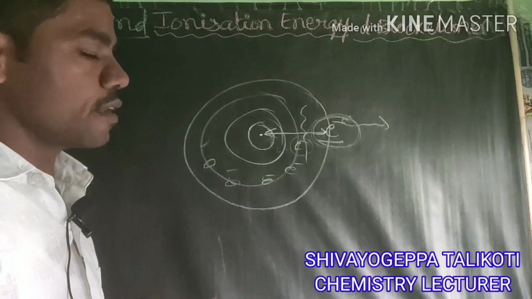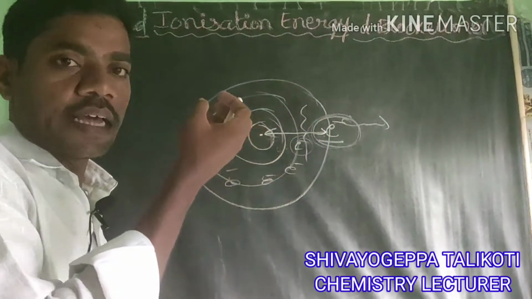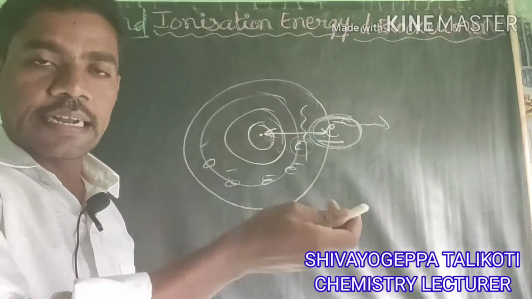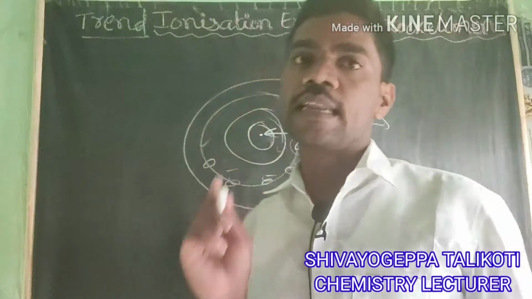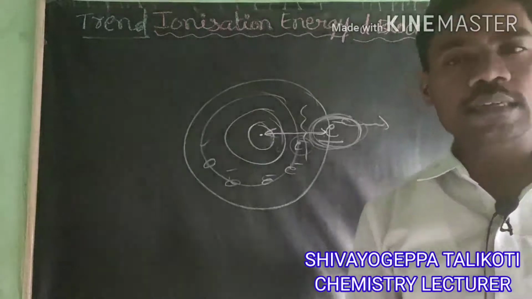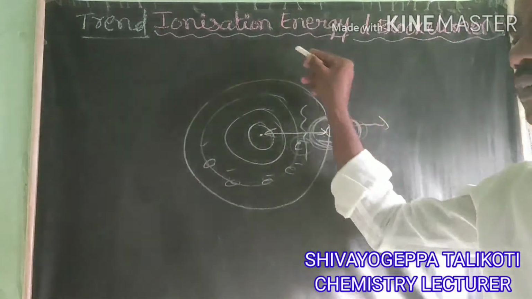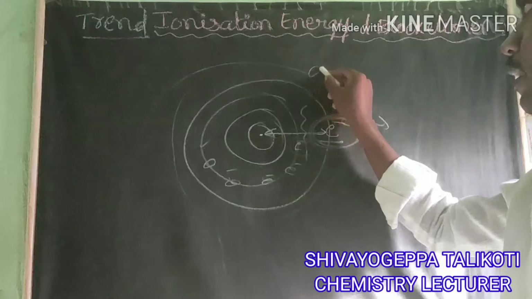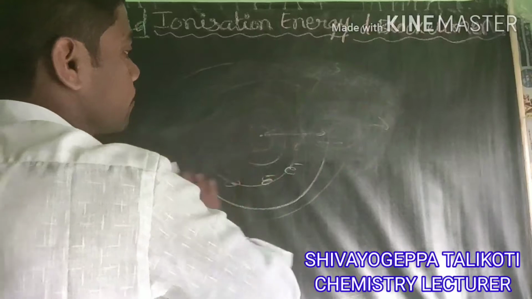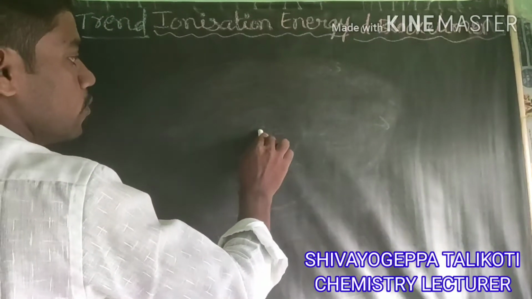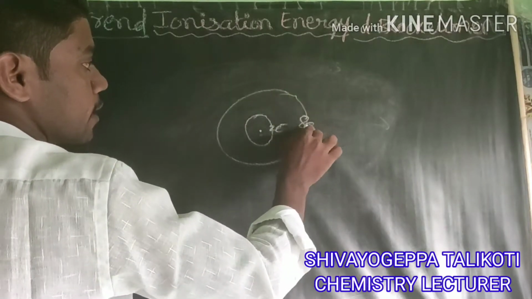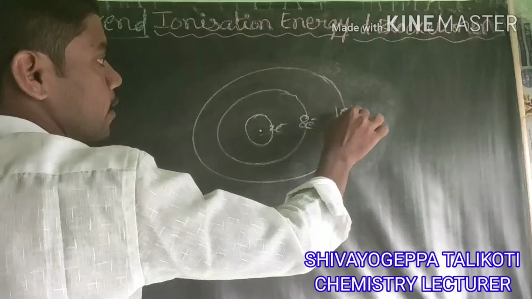Therefore, what is meant by ionization energy? Ionization energy means the amount of energy required to remove the valence electron of an isolated atom in a gaseous state. For example, these electrons we are removing, and this must be an atom in the gaseous state. For example, a sodium atom: first shell has 2 electrons, next it has 8 electrons, next 1 electron is there.